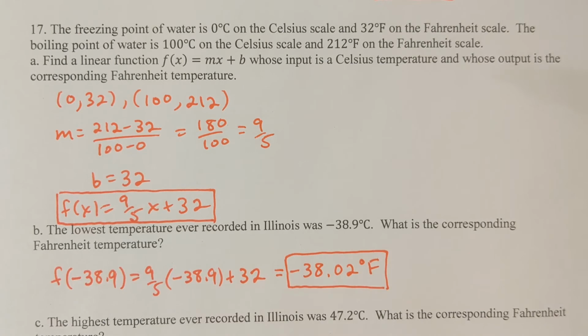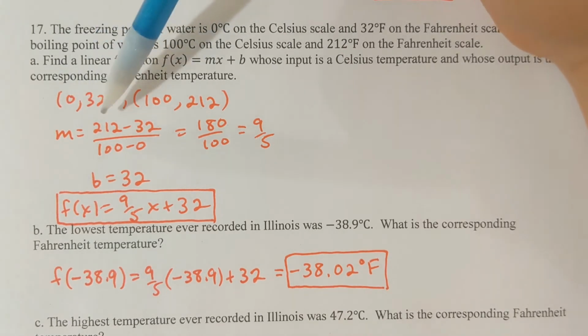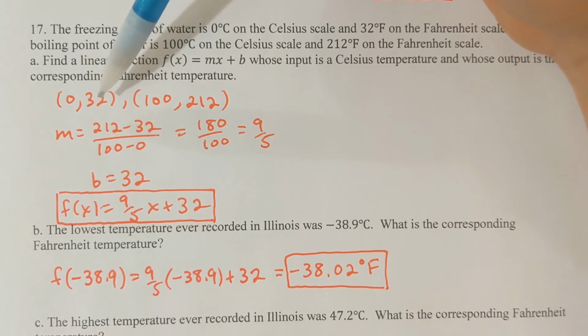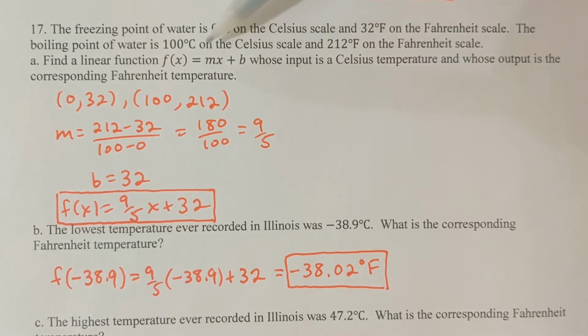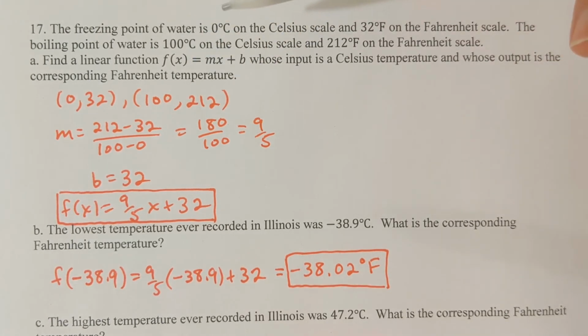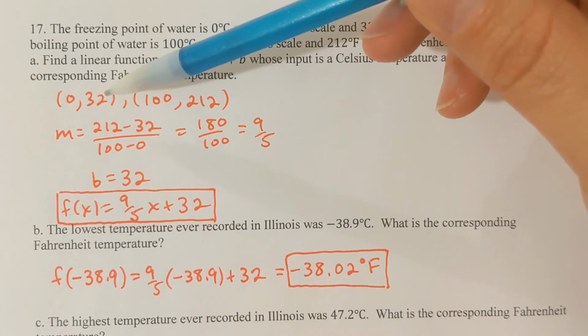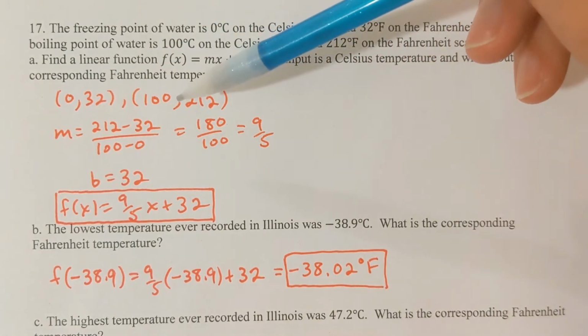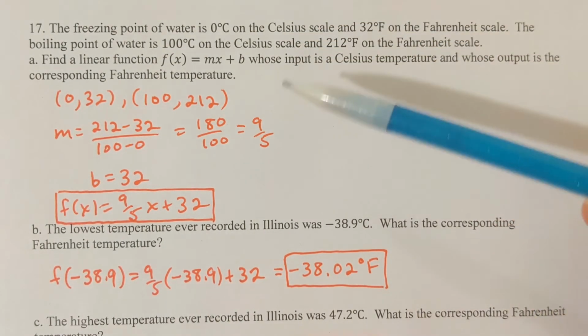Okay, well, the freezing point of water is 0 degrees Celsius and 32 degrees Fahrenheit. Okay, so I would be able to conclude that (0, 32) would be 1 point on this line here. The boiling point of water is 100 degrees Celsius and 212 degrees Fahrenheit. Okay, so here's another point that would be on the line. Now I'm not going to draw the line, but I would know 2 points that would be on this line, and I could then figure out the slope of this line.